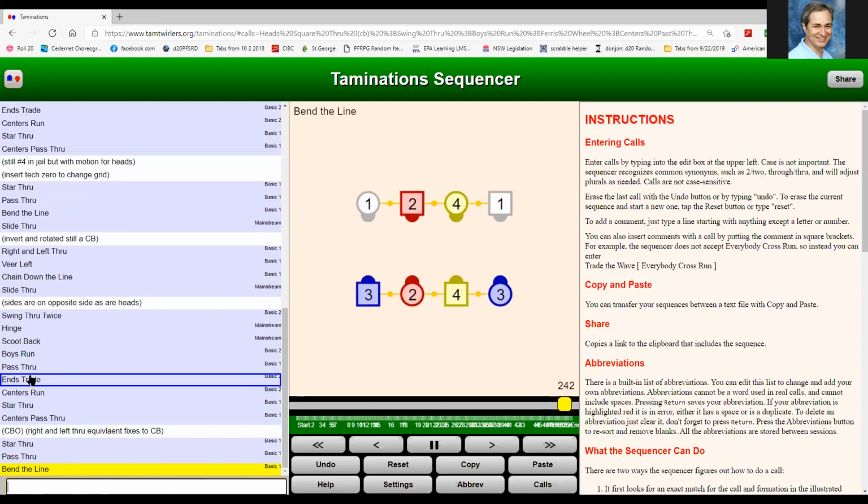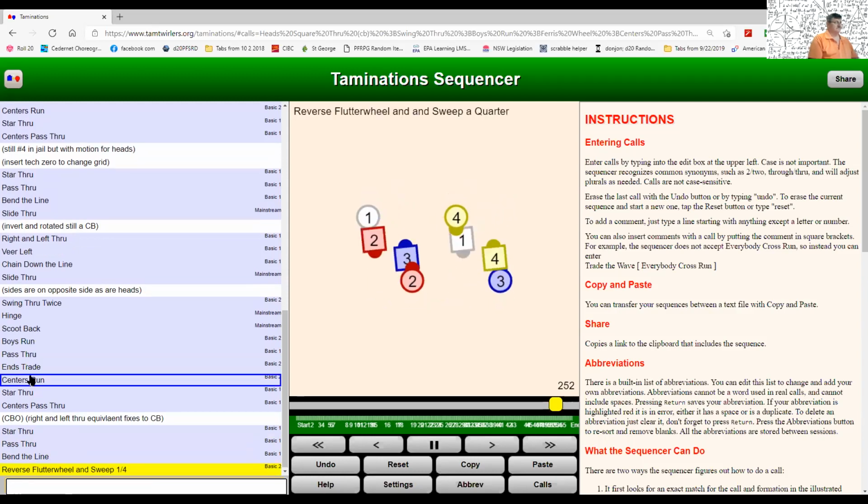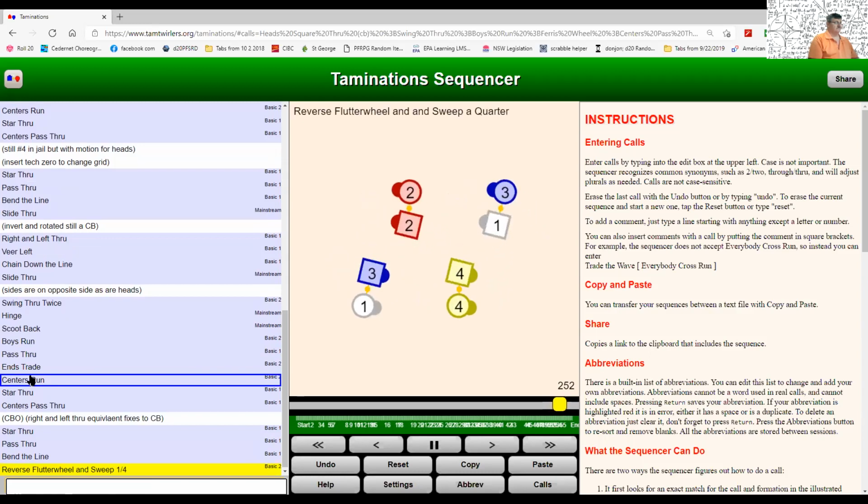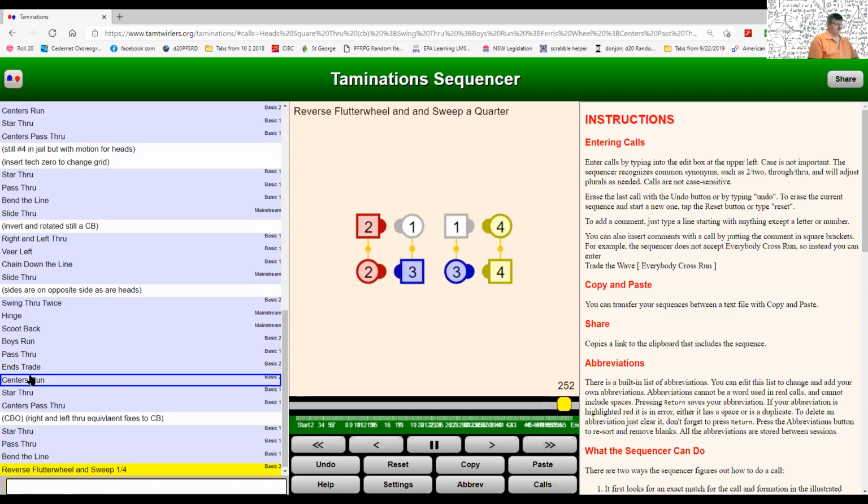So now we used part of that invert and rotate module. We've actually grouped the people with somebody different this time. Right after that bend the line, follow with a reverse flutter wheel. Want to sweep on it or not? Yeah, sweep a quarter. And we're back to a corner box on the other side of the square.